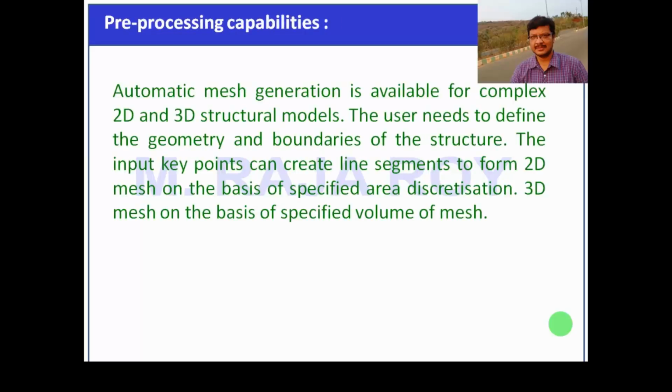Pre-processing capabilities. Automatic mesh generation is available for complex 2D and 3D structural models. The user needs to define the geometry and boundaries of the structure. The input key points can create line segments to form a 2D mesh on the basis of specified area discretization, and a 3D mesh on the basis of specified volume of mesh.